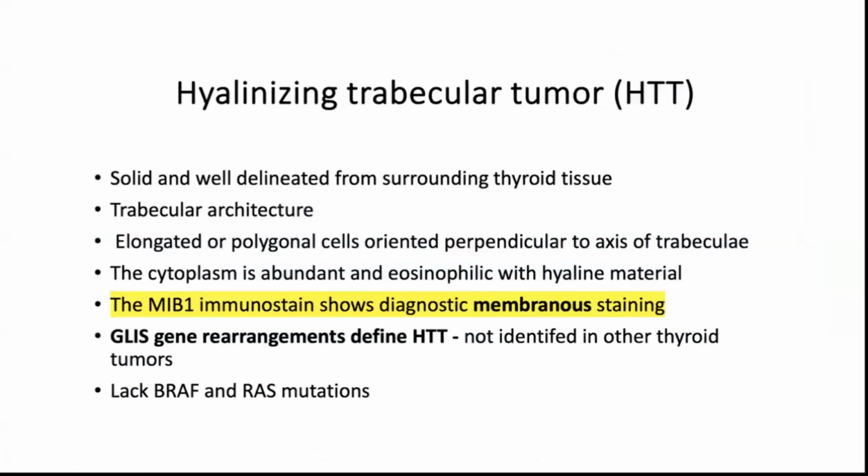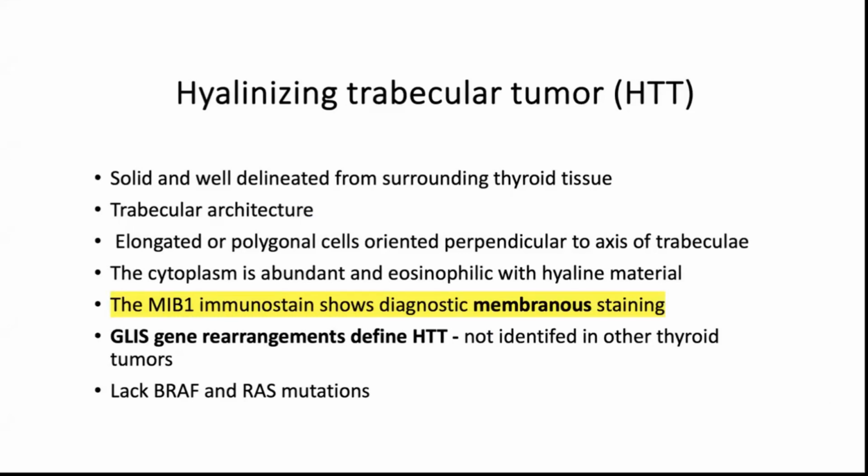Hyalinizing trabecular tumors are less than 1% of all tumors. They are solid, well differentiated and delineated from surrounding thyroid tissue. They have trabecular architecture and elongated or polygonal cells. The cytoplasm is abundant and eosinophilic granular. MIB1 immunostain shows diagnostic membranous staining. This is a very important point, and for your exam also if this tumor comes, because MIB1 is actually a nuclear stain. Only in hyalinizing trabecular tumor do these cytoplasmic membranes take up MIB1 immunostain, and that is actually the diagnostic clinching feature in hyalinizing trabecular tumor.